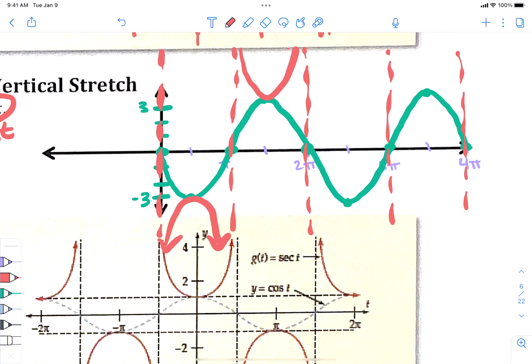This one, and this one, and this one, and this one. Okay? That is your cosecant. That's what it looks like.